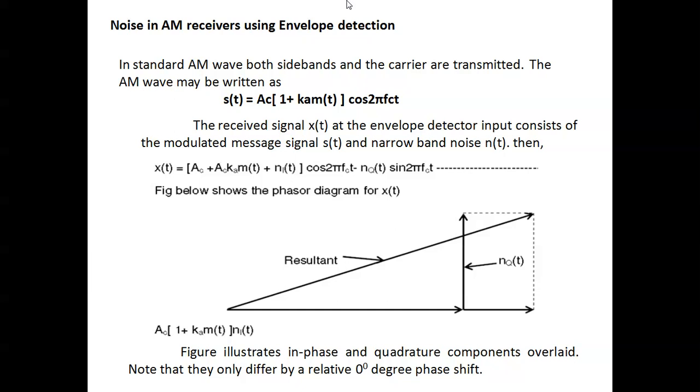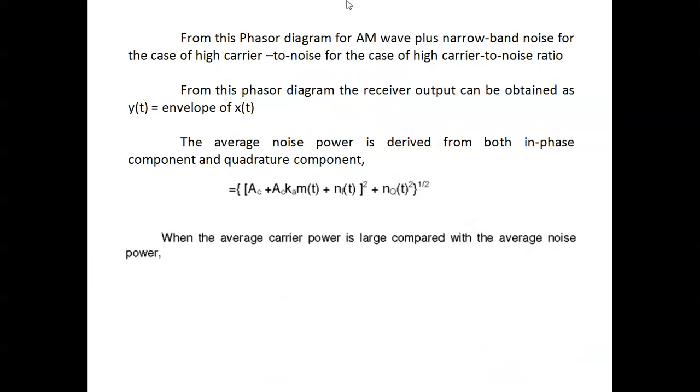From the equation, for the narrowband noise they are drawing the diagram, a triangular phasor diagram representing the quadrature and in-phase components. We already saw that the 90-degree phase-shifted cosine part we take as the quadrature part, and the in-phase part is the sine part. Continuing, the final equation is Ac ka m of t plus n1 of t, whole squared. Here the average carrier power is large compared with the average noise power.